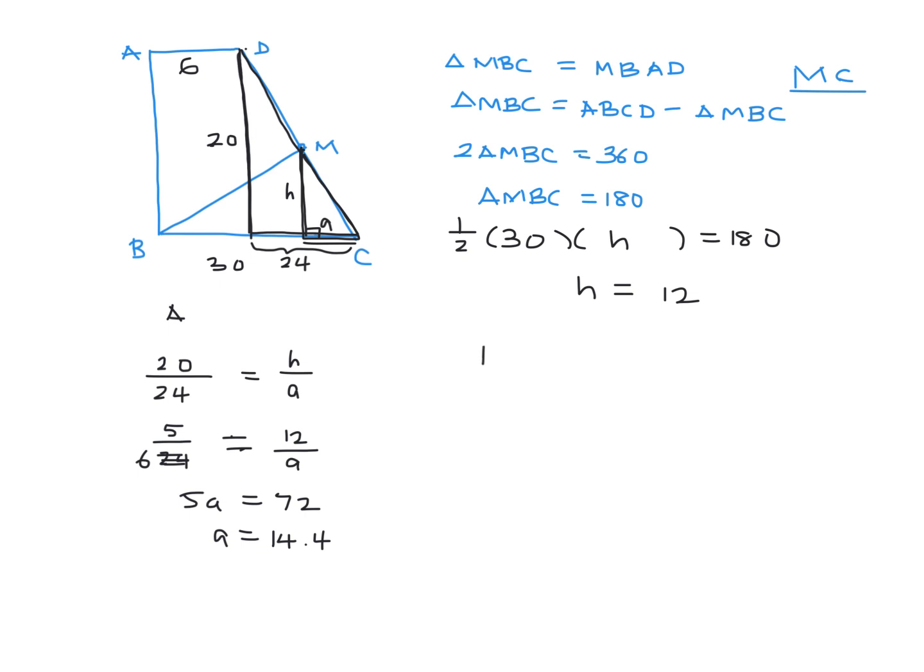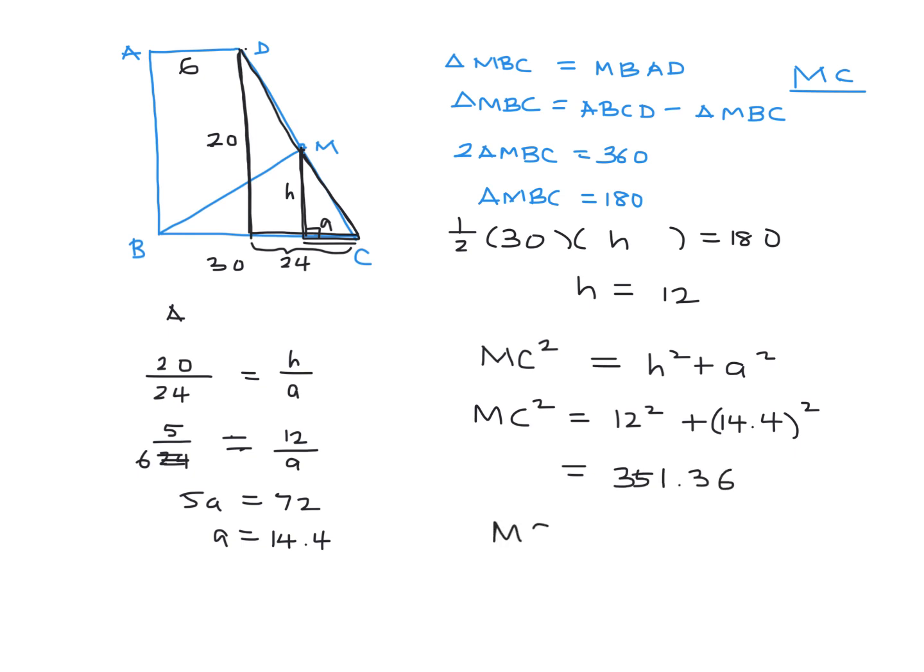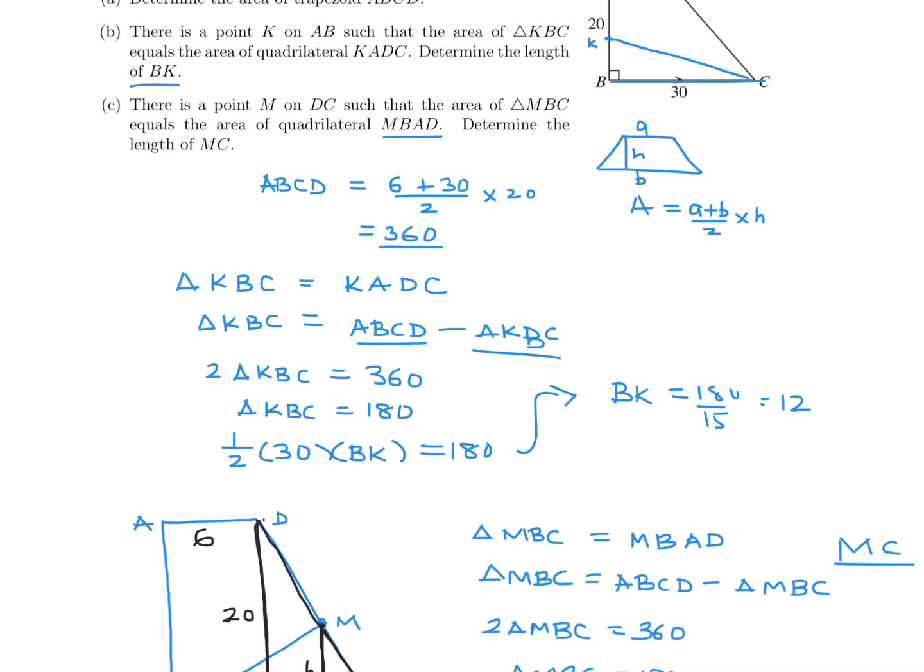Okay, great. So now to get MC, I guess we just use the Pythagorean theorem. So MC squared is equal to H squared plus A squared. So MC squared is 12 squared plus 14.4 squared. So that is 351.36, and then if you take the square root to get just MC, it'll be 18.744 approximately. And that completes number C.